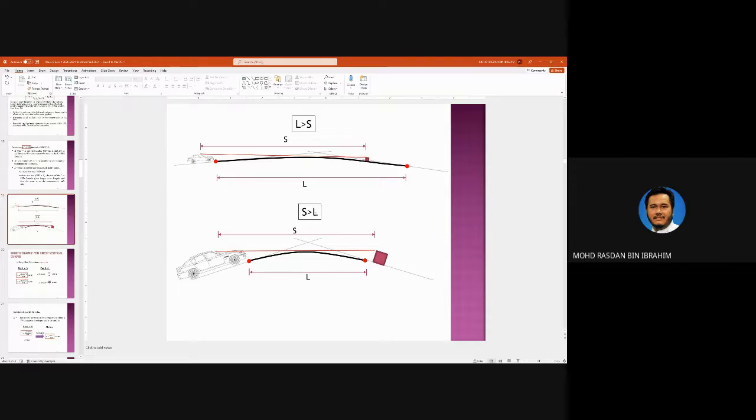When S is more than L, it means that it's a very steep, very sharp curve. Okay, so now S is more than L. So this is what it means. From this diagram, you can see that we will prefer to have L more than S, not this one.